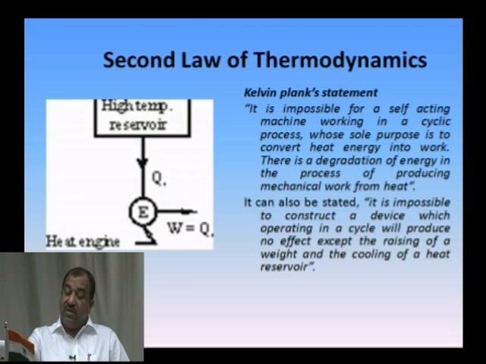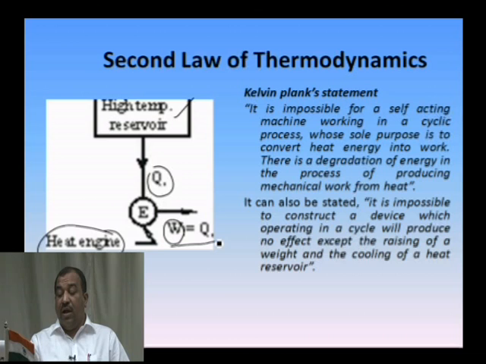You can see here, this is the source, a high temperature reservoir, and this is the heat engine which converts heat energy into mechanical work. From the source, the engine is receiving Q amount of heat and converting W amount of work. So, in the ideal condition all of Q could become work W, but in reality it is not possible. It is impossible to construct a device whose sole purpose is to convert all the heat into mechanical work. It can also be stated: it is impossible to construct a device which, operating in a cycle, will produce no effect except the raising of a weight and the cooling of a heat reservoir.